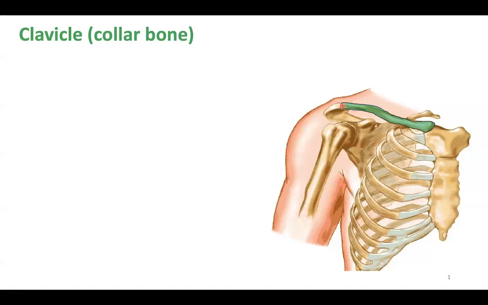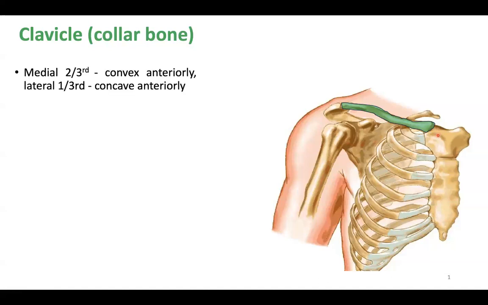As you see here, the clavicle lies horizontally. It extends from the sternum to the acromial process of the scapula. And when we look at the clavicle, it is not straight. It has a double curve. The medial two-thirds of the clavicle is convex anteriorly, and the remaining lateral one-third is concave anteriorly.